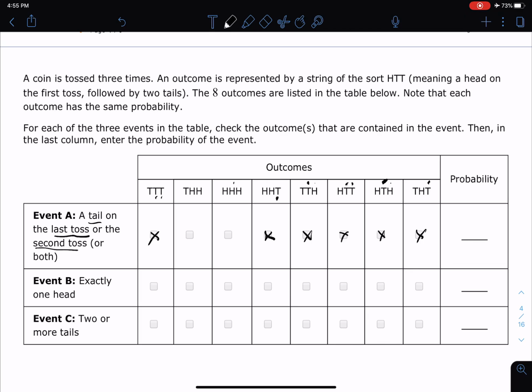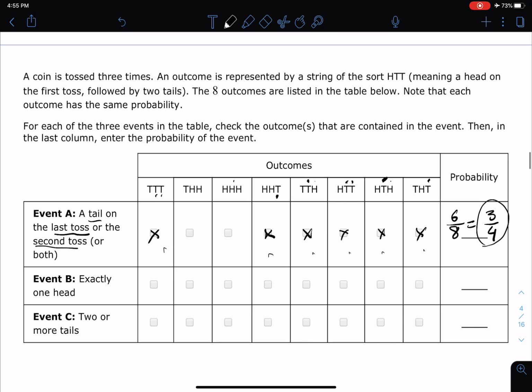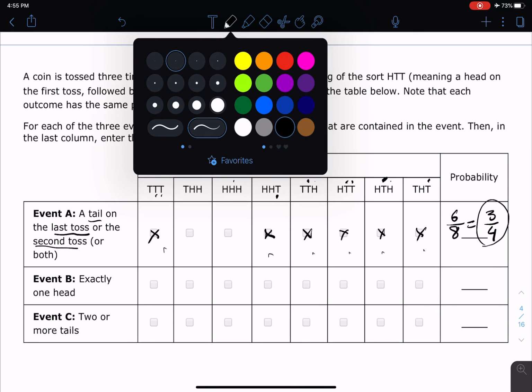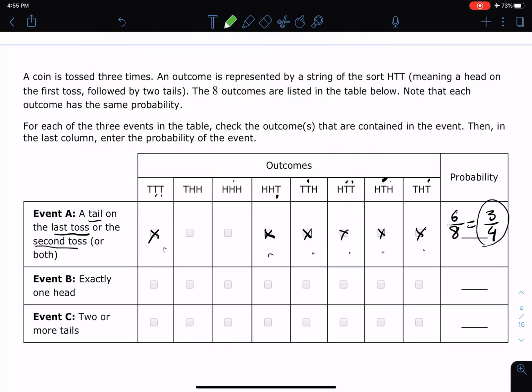So when I look at that and count it up, what is the probability that event A happens, which is a tail on the last toss or the second toss or both? That's going to be how many? 1, 2, 3, 4, 5, 6. That is 6 out of 8. And that reduces down to 3/4. Now they want to reduce it, huh? That's kind of frustrating, in my opinion. But I think they did that for trying to see the numbers. But I think they should be consistent till the end of this page at least.